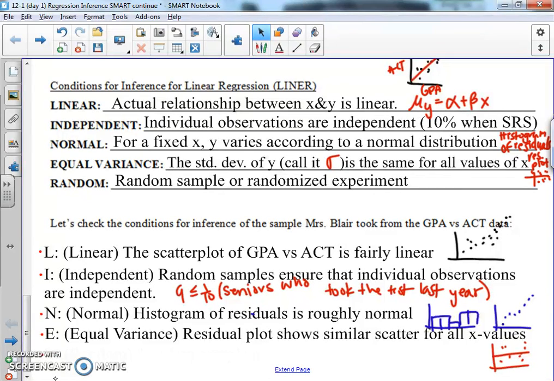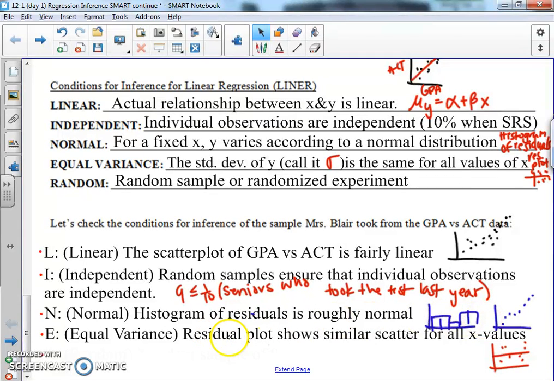So to finish, we are on the last condition. As I said, there are 5 conditions: linear, independent, normal, equal variance. And in the last video, I tried to explain a little bit of all of those. So on the equal variance, I know I kind of cut that one short.